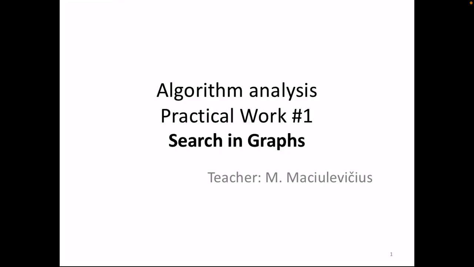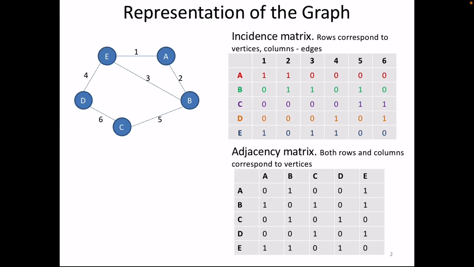This is called searching graphs, and you will have to make an algorithm for searching graphs. In order to do this, we need to represent the graph. There are four ways to represent the graph. The first one is the incidence matrix.